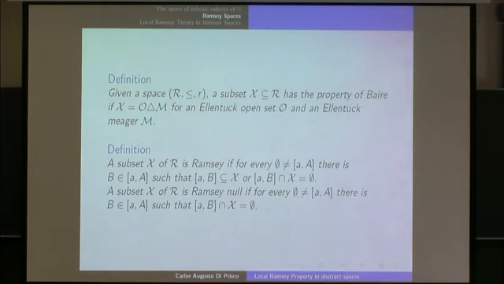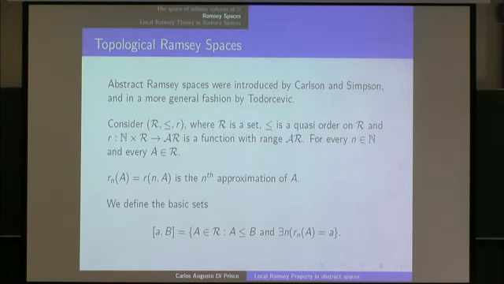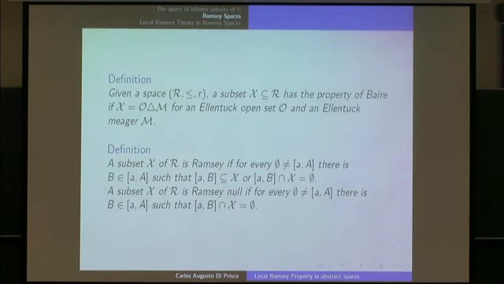A subset X of a Ramsey space has the Ramsey property if for every non-empty basic set, recall that these basic sets are defined this way, as the collection of all things that are below B that start with A as some finite approximation, I can shrink the top part, shrink in the sense now of the order relation, or the pre-order relation in the space, to obtain a smaller set which is contained in X or is disjoint from X. A set is Ramsey null if we get the second alternative for every basic set.